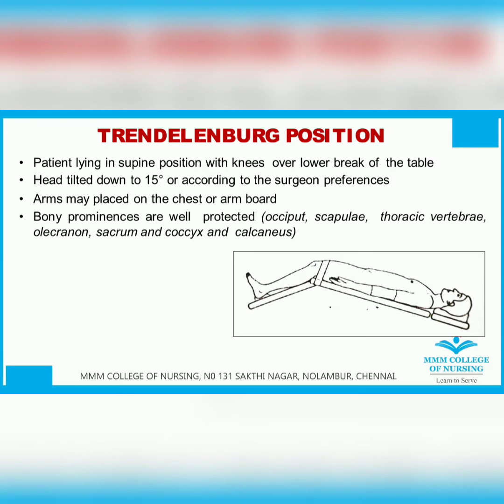Next we'll move on to the Trendelenburg position. The patient lies in supine position with the knees over the lower break of the table. The head is tilted down to 15 degrees or according to the surgeon's preference. Arms may be placed on the chest or arm board. The bony prominences are the occiput, scapula, thoracic vertebra, olecranon, sacrum and coccyx, and calcaneus.